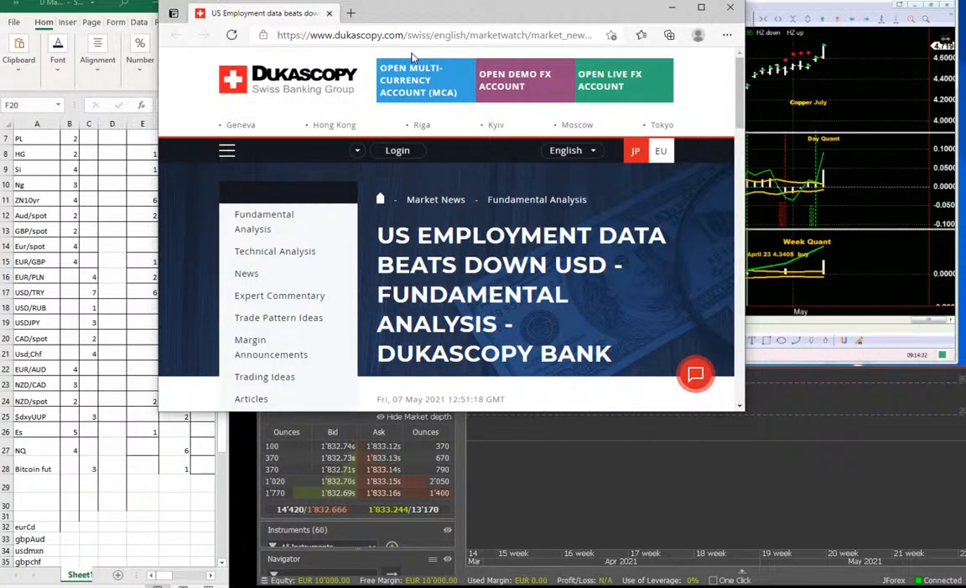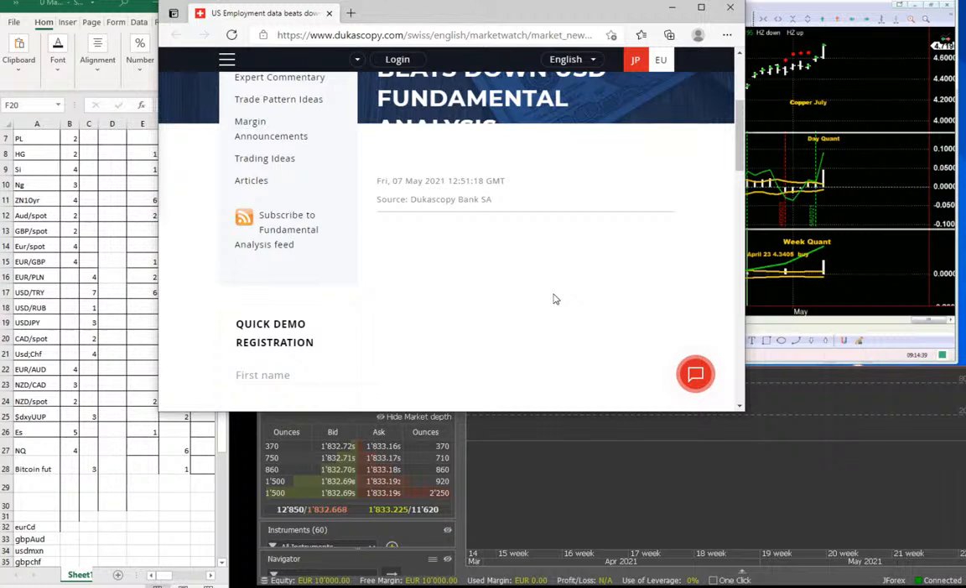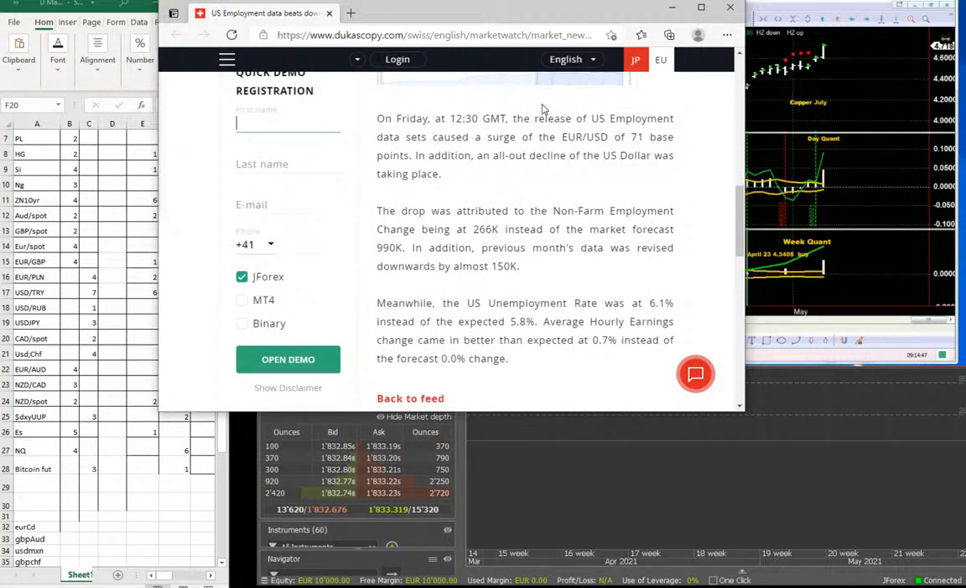All right, so let's see what Dukascopy said about the unemployment number. This could be entertaining. There's a chart. Okay, so on Friday, the release of the employment data sets caused a surge in the euro, up 71 basis points, in addition to the decline of the dollar. The drop was attributed to the non-farm payroll change. Instead of the forecast, it was 266,000 versus the 990,000. In addition, the previous month's data was revised downward, that's even worse.